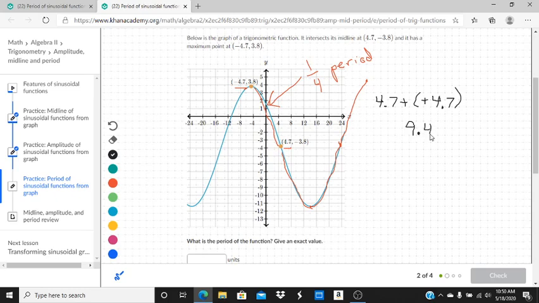And now we're going to have to multiply that value by 4. And a way to do this in your head is 9 times 4 is 36. 4 times 4 is 16, but we got a decimal, so it's 1.6. So 36 plus 1.6 is 37.6. So that's the length of that period.